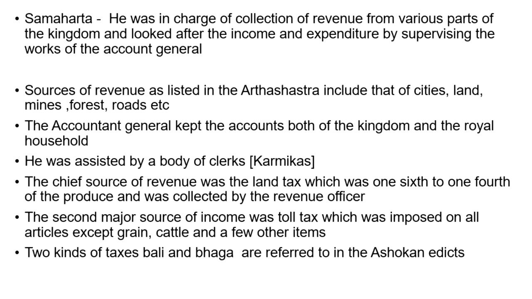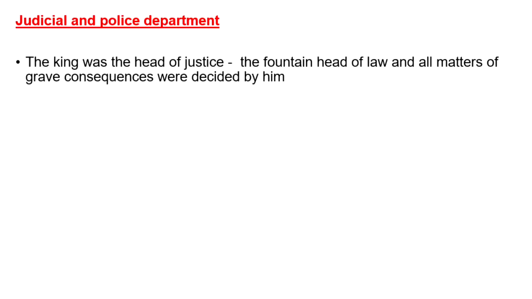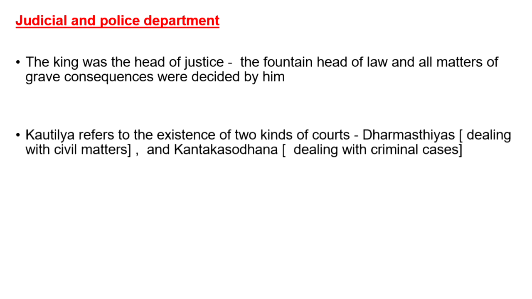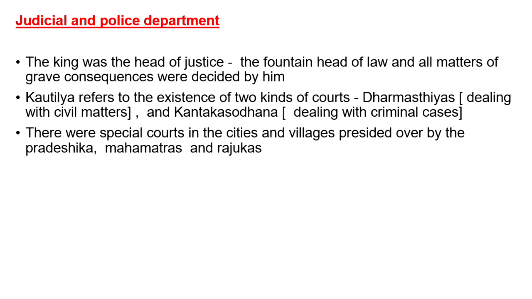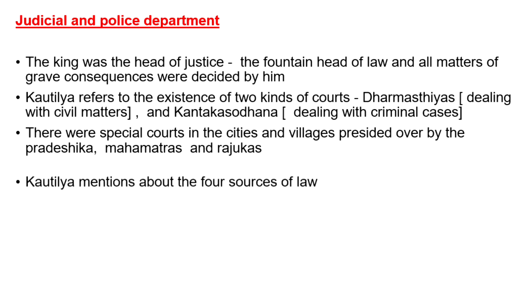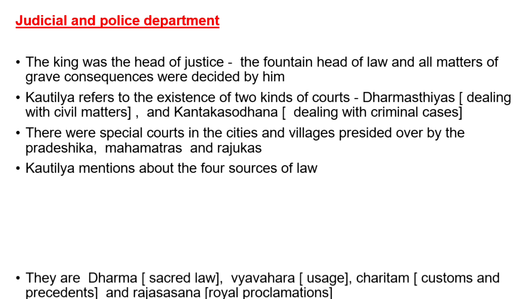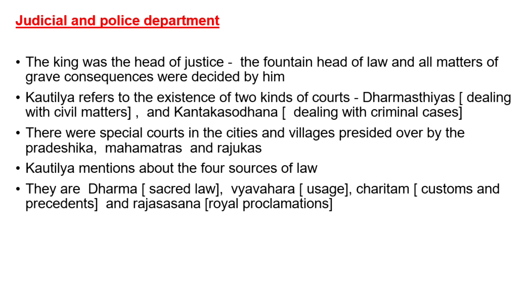Now let us go through the points which we have studied. Judicial and police department. The king was the head of justice, the fountainhead of law, and all matters of grave consequences were decided by him. Kautilya refers to two kinds of courts, Dharmasthiyas dealing with civil matters and Kantakasodhana dealing with criminal cases. There were special courts in the cities and villages presided over by the Pradeshika, Mahamatra and Rajukas. Kautilya mentions the 4 sources of law: Dharma, sacred law; vyavahara, usage; charitam, customs and precedents; and rajasasana, royal proclamations.